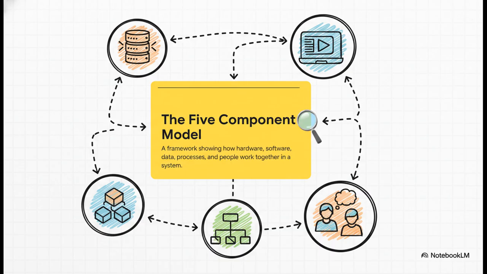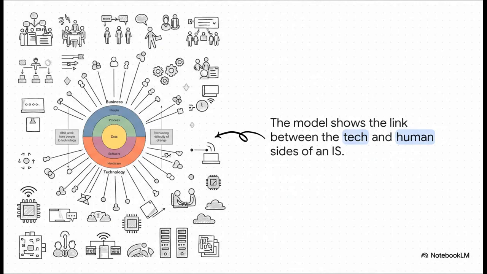And it doesn't just show us the parts. More importantly, it shows us how they all fit together and depend on one another. And right away, this model shows us something really important. It basically splits the system right down the middle. On one side, you've got the tech stuff, the hardware and the software. And on the other side, you've got the human stuff, the people and the processes. And what's that crucial bridge right in the middle, connecting the two? It's the data. Data is the link between the machine and the mission.